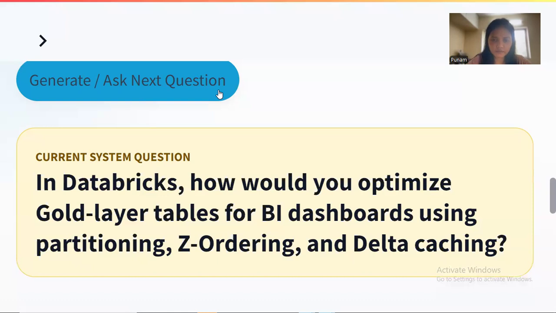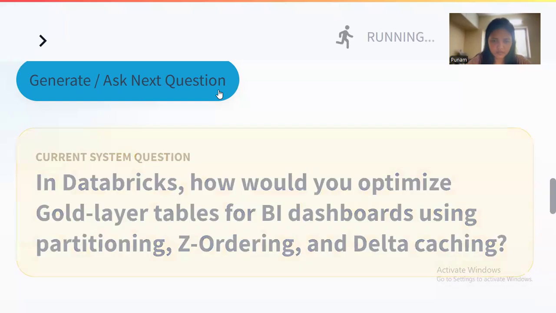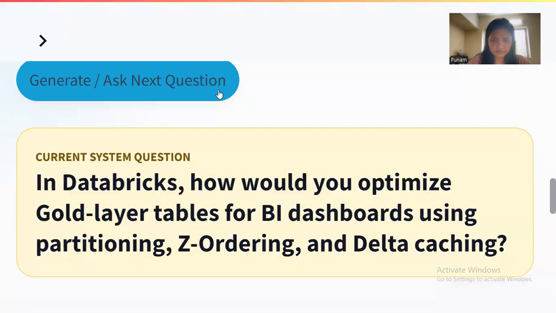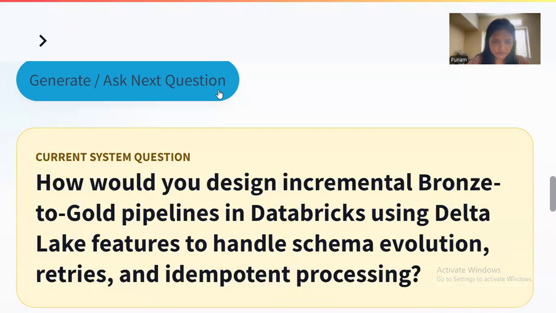Okay, no problem. Let's get to the next one. How would you design incremental bronze to gold pipelines in Databricks using Delta Lake features to handle schema evolution, retries, and idempotent processing? Yeah, so again, I don't have much knowledge on this question, so I will read on this.